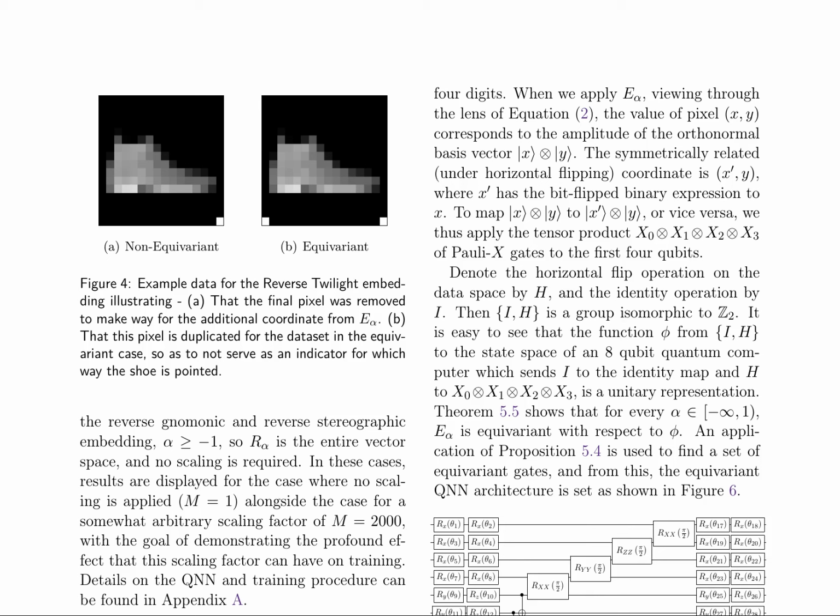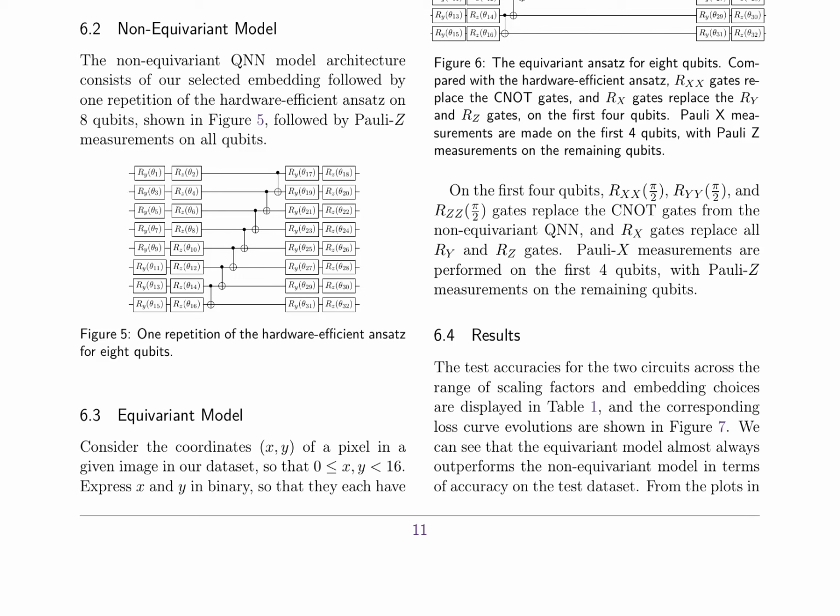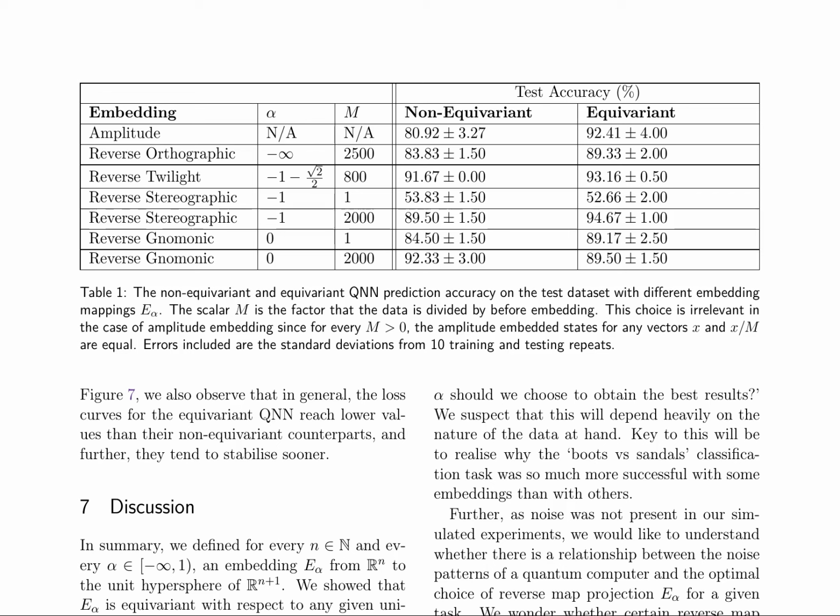The research paper discusses the development of quantum neural networks, QNNs, with a focus on their equivariant properties. The authors introduce various embeddings, such as amplitude and reverse map projections, to classify data. They demonstrate the efficacy of their approach by comparing non-equivariant and equivariant QNNs on a classification task. The results show that the equivariant model outperforms the non-equivariant model in most cases, especially with the amplitude embedding. The study highlights the importance of equivariance in improving the performance of QNNs.